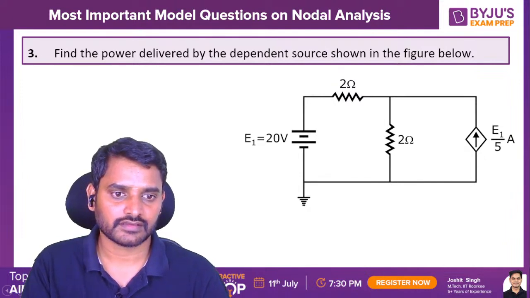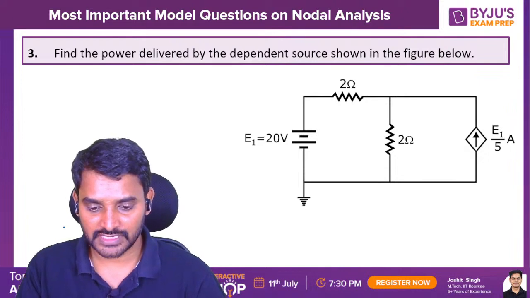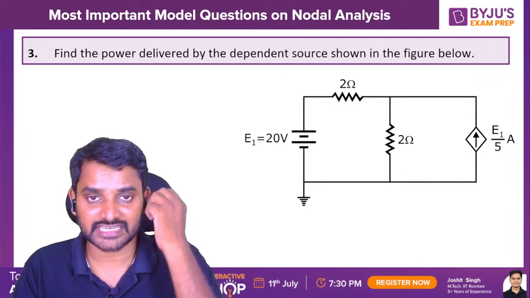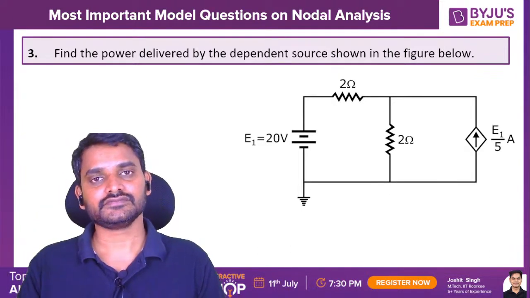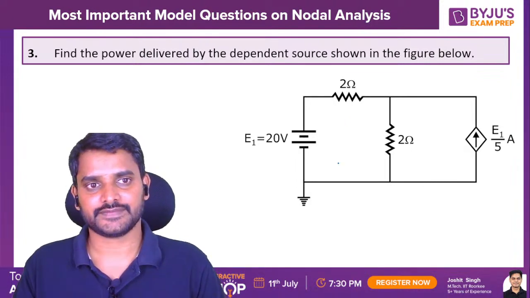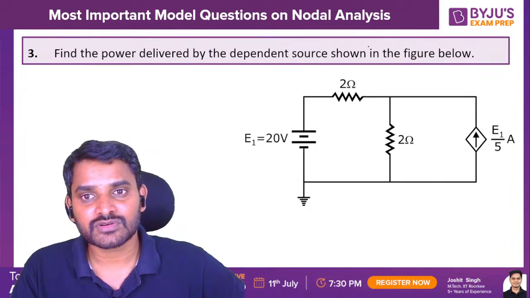Okay, let us do this one. 18.35 Shekhar is saying and Abhiram is saying 19.3. Okay, might be. Please check that one. Please be careful with the polarities especially. Now this question: find the power delivered by the dependent source shown in the figure.